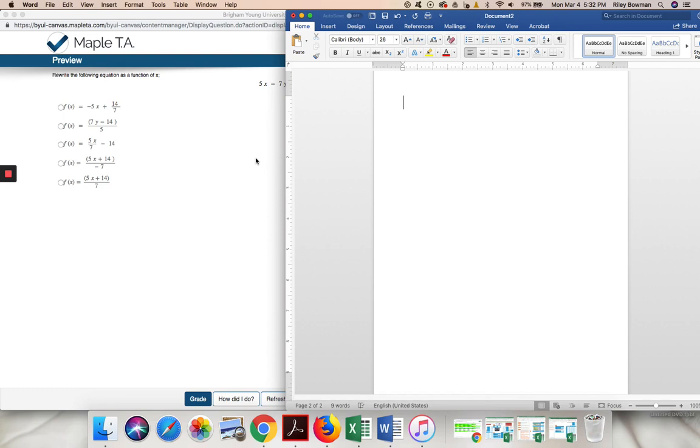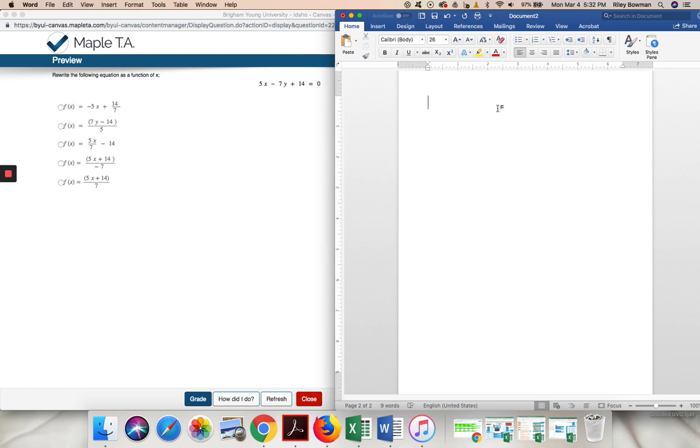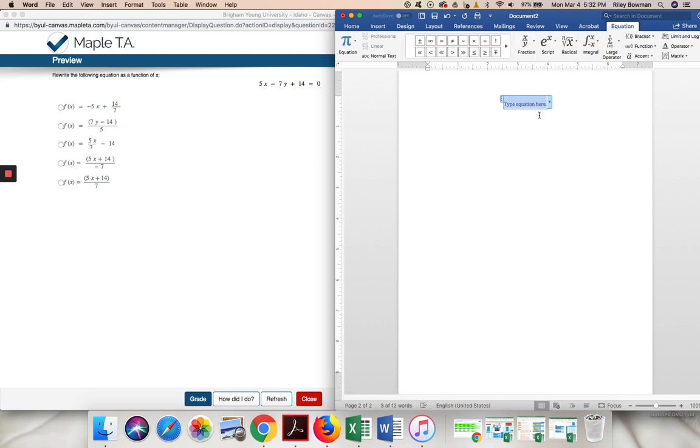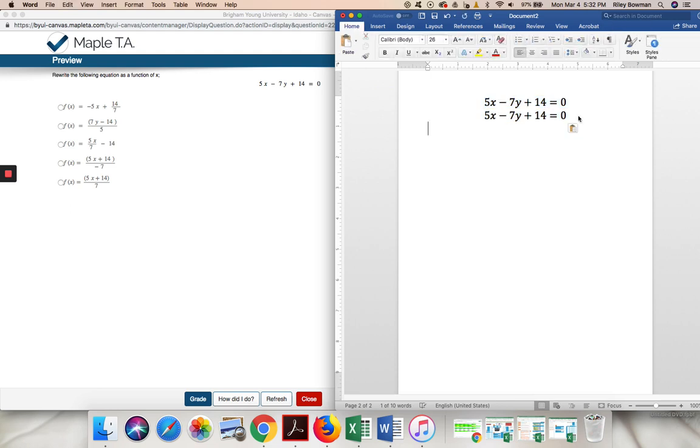I'm going to do that using Microsoft Word so that you guys can see the work. I'm going to insert an equation because it makes it easy. 5x minus 7y plus 14 equals 0. The first thing I want to do is start moving everything over that doesn't have y in it, because I want y on the left hand side. So I'm going to just do Control C for copy, Control V for paste, and start moving some things over.